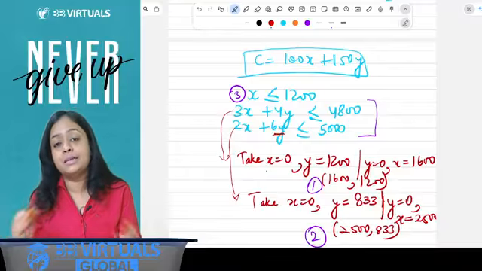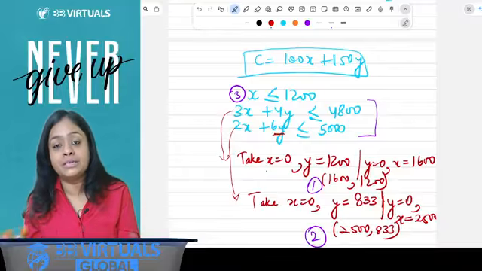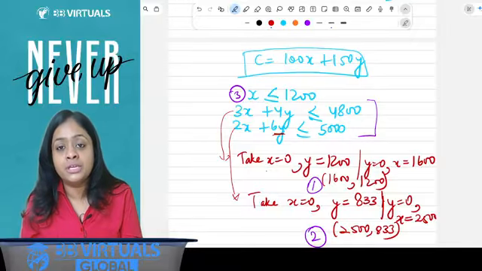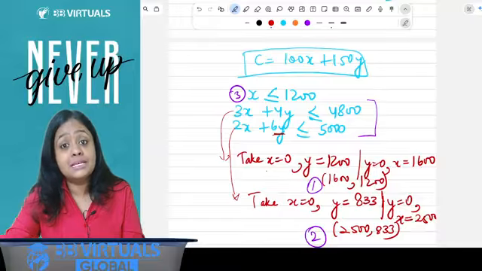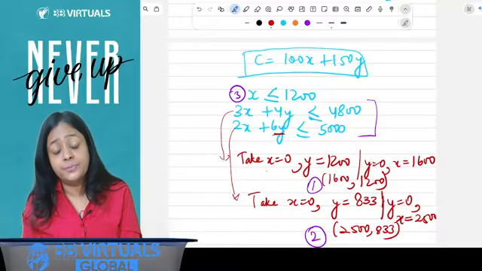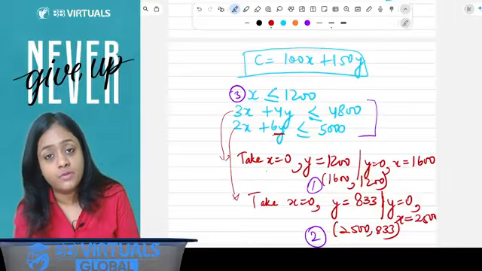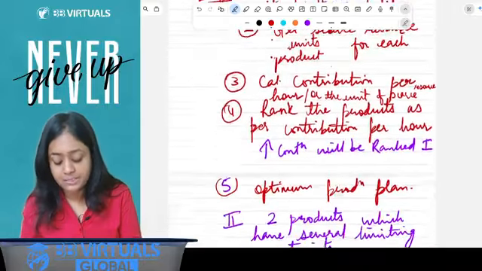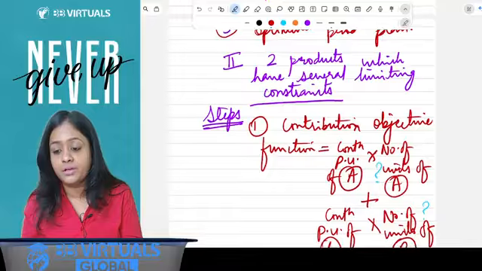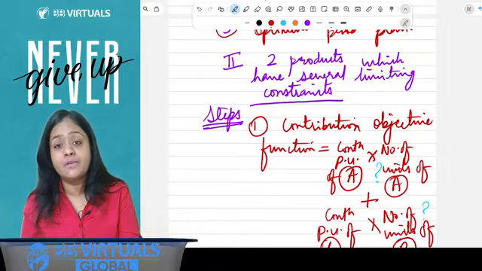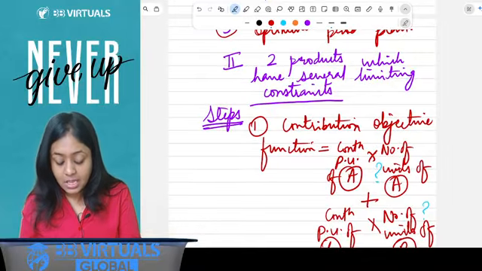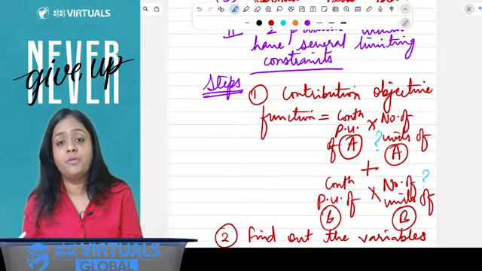Constraints can be like: assembly time is limited, labor welding time is limited, machining time is limited, demand is limited, demand is not maximum. So like this we can draw down the constraints and then we will be solving the question. So let's look at the multiple steps for the 2 products which have several limiting constraints. So what are the steps that you will be following?